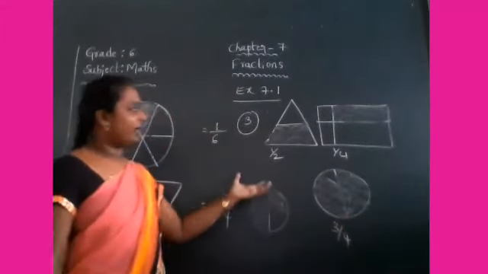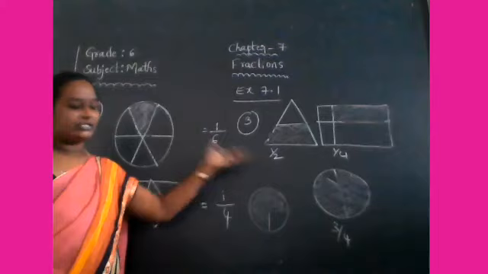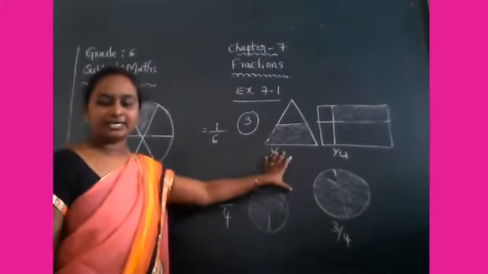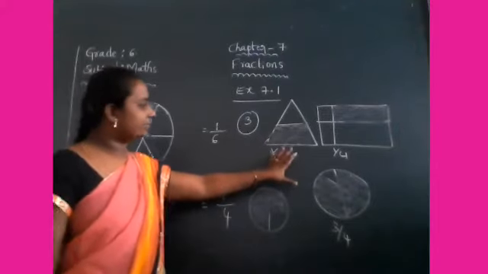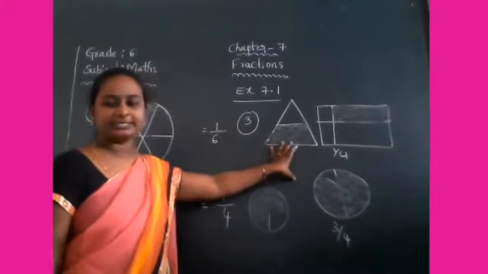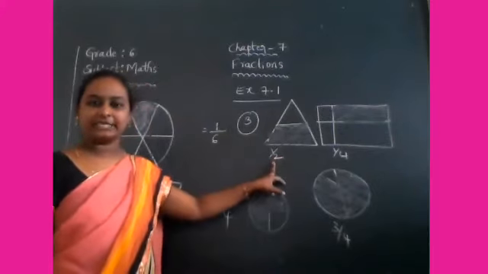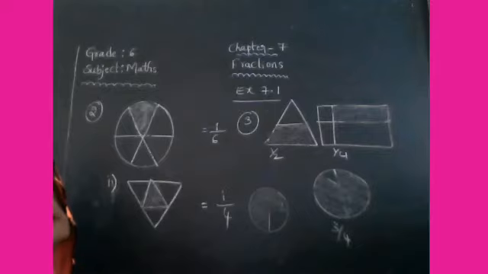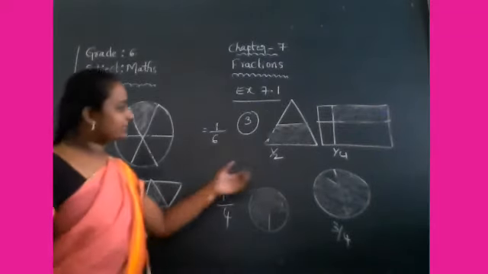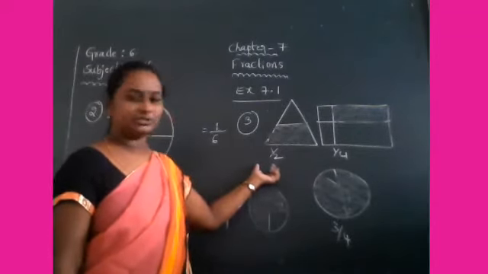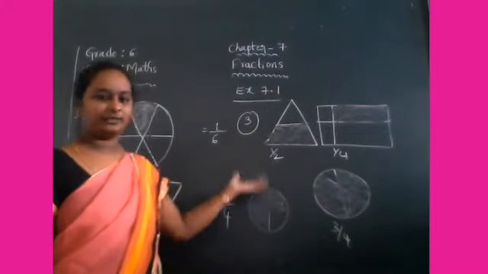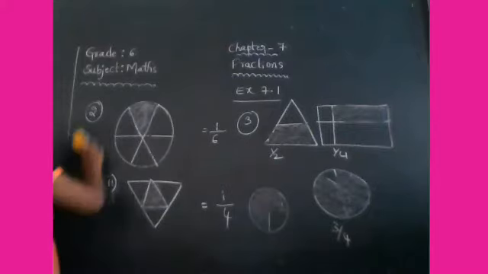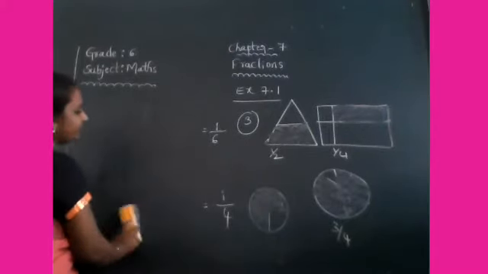So what have we observed here? Which error happened there? The shaded parts are not representing the given fraction. That is the error. In your notebook, you have to write: the shaded parts are not equal. So that is the answer. Right, children, next question.